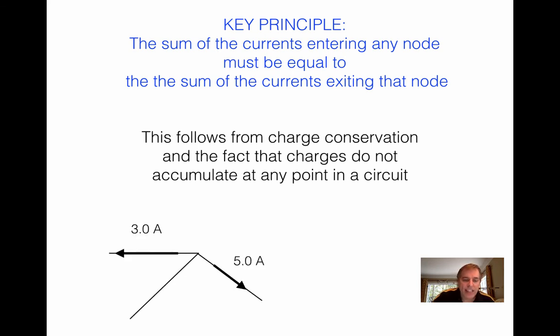For example, let's say you have a node here, clearly this is a node, and you're told that in this wire there's a current of 3 amps going this way, and there's a current of 5 amps going this way. Then you know right away that the sum of the currents coming in must be equal to the sum of the currents coming out. There's 8 amps coming out, 3 plus 5. So there must be 8 amps coming in, and the only way it can come in is from this side here. So you know the current here is flowing in that direction, and it's equal to 8 amps.